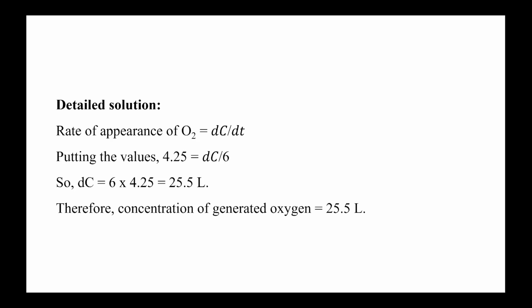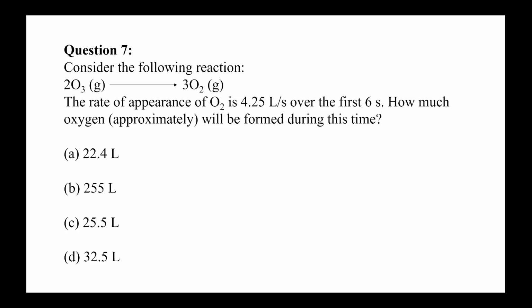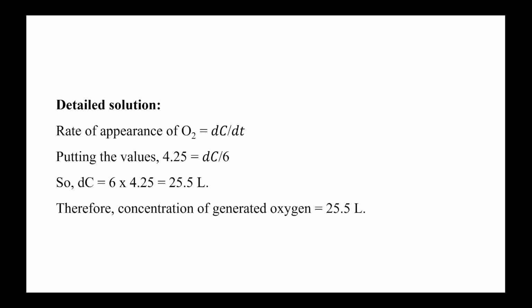So rate will be equal to dC by dt. Rate is given as 4.25. The change in time dt, they have mentioned the first 6 seconds, so it is basically 0 to 6 seconds. So 6 minus 0 would be 6, so dt would be 6. Initially there will be no oxygen, so how much oxygen in liters would be formed? That would be your dC. So you have to simply calculate dC.